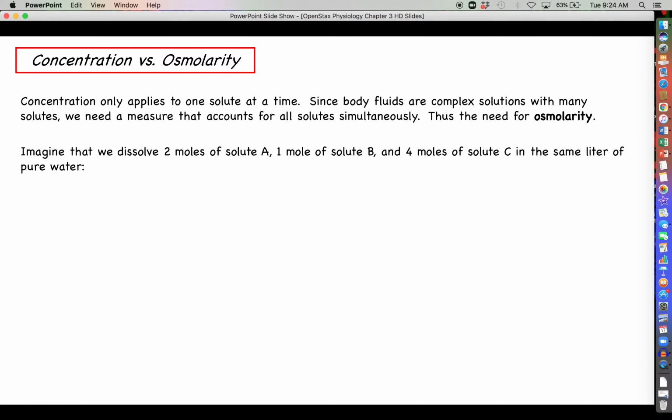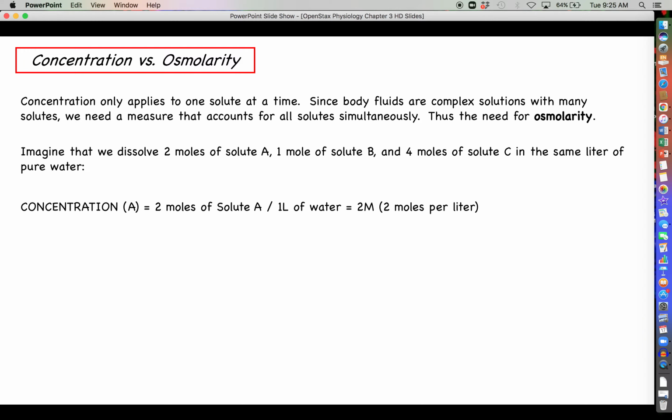Imagine that we dissolve 2 moles of solute A. Don't worry about what the solutes are, just let's call them A, B, C, and so on. We take some water and we dissolve 2 moles of solute A, 1 mole of solute B, and 4 moles of solute C in the same liter of pure water. So we've got a beaker that has a liter of water in it, and we take these 3 different solutes, and we mix them all up in the same liter of water.